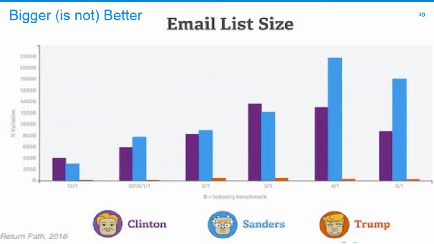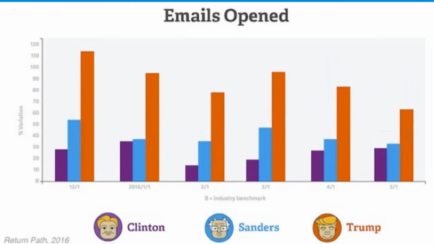If you look here, the email list size for Clinton and Sanders was quite large, while Trump was certainly lagging. However, if you look at the opens for the three, Clinton and Sanders' open rates were much lower than Trump's. So just because you have a large list doesn't mean you're going to get that response, because now we start talking about list quality. Do we have the right contacts? Am I getting the right information? Is it old, stale, outdated, or is it new, refreshed, and updated?